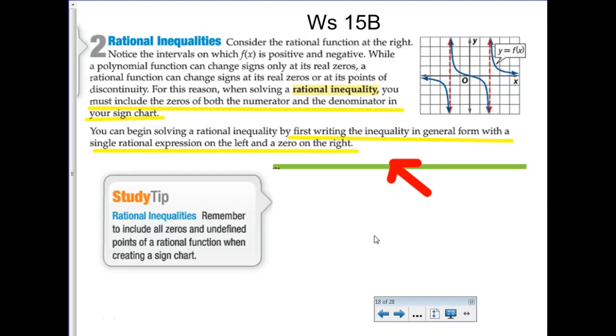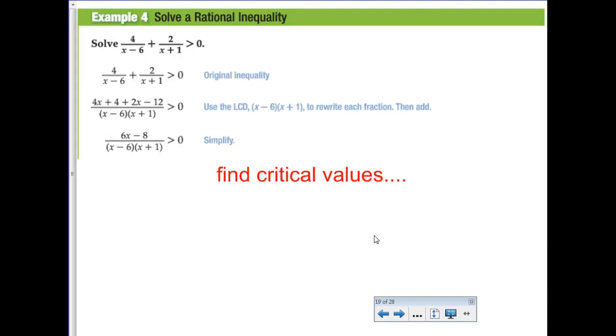Here's the idea for a rational inequality. The first thing is that you have to write it in general form. What that means is you need to write it so it's one massive fraction, which means we might have to get common denominators before we do any other work, because all of your knowledge about rational functions is based on what we call the general form of a rational, which is polynomial divided by polynomial. So that's kind of the bad news.